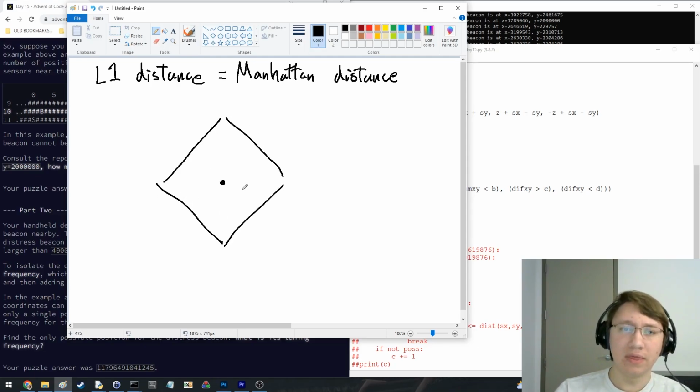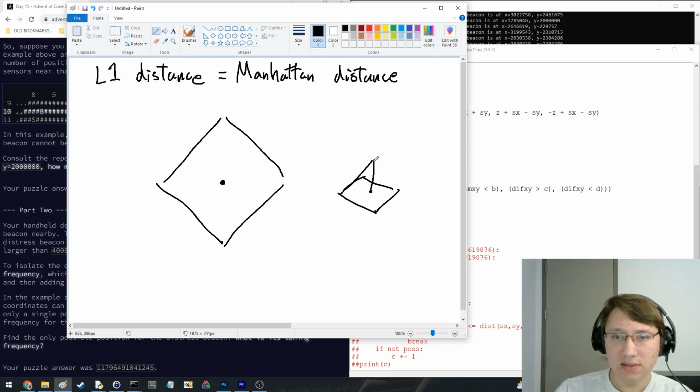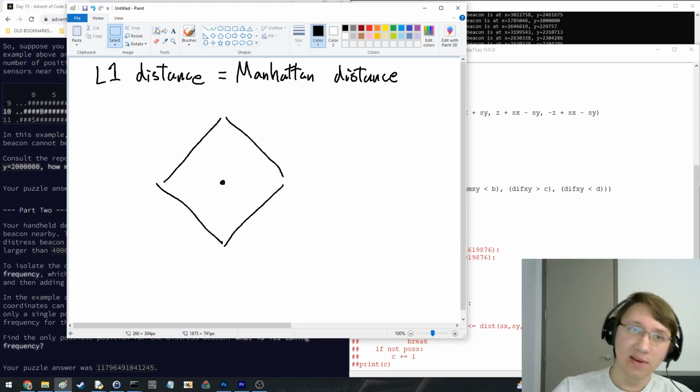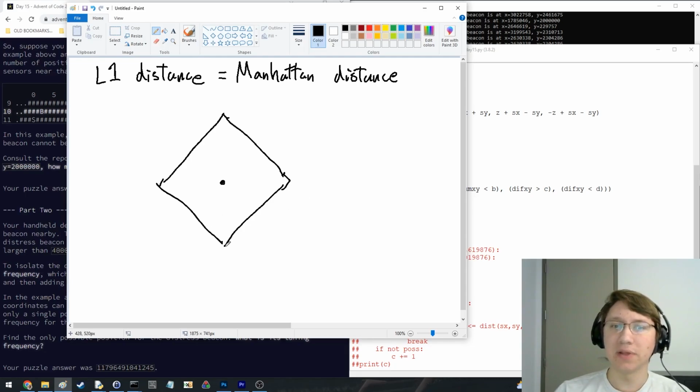And in 3 dimensions, it looks something like this. I don't actually know what shape this is. It's one of these solids, octahedron or something. I don't really know. It doesn't really matter here. Anyways, so we get this sort of diamond. And this diamond is a special shape, right? There's a lot of things we can do with this diamond that we couldn't do with other distances. Like if we were doing the Euclidean distance, you get a circle.